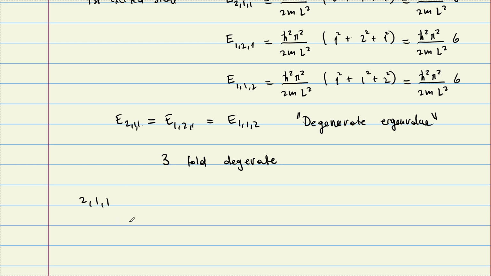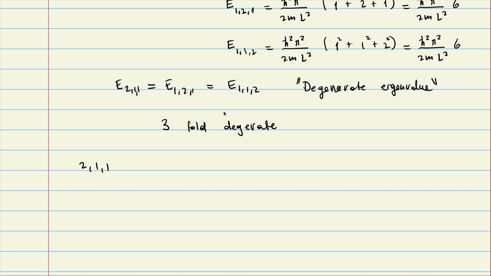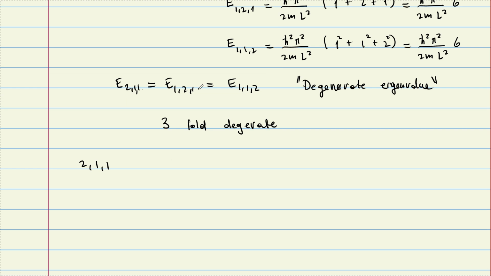So this 3-fold degeneracy is related to symmetry. Suppose you have chosen this, right? And it is going to be, let me write the wave function like this. It is like psi 2, 1, 1, and my box is like this, right? You are supposed to be inside the box, and this one is x direction, this one is y direction, and this one is z direction.